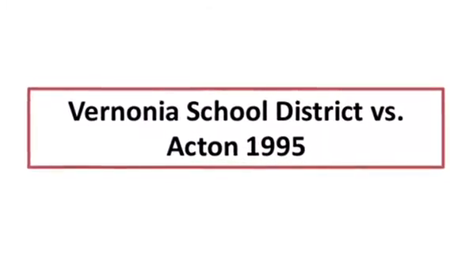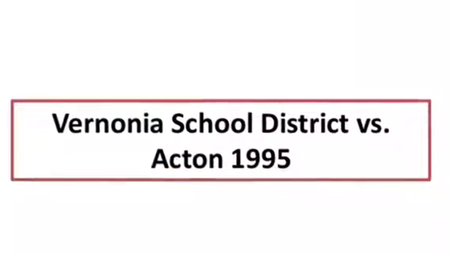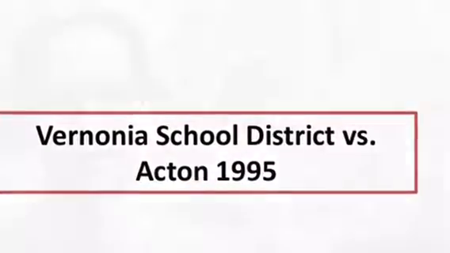The Vernonia versus Acton case was about the school, Vernonia, wanting to drug test James Acton because the school was told that there were athletes doing drugs. James had to fill out a paper that said that the school could drug test him before he started his football season. James Acton and his parents refused to sign that because James had never had a history with drugs, therefore he shouldn't be tested for it.